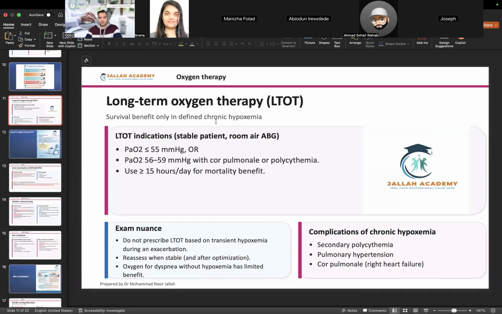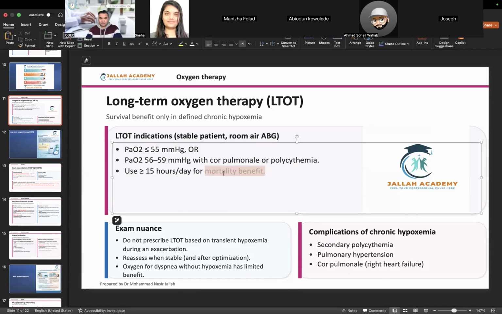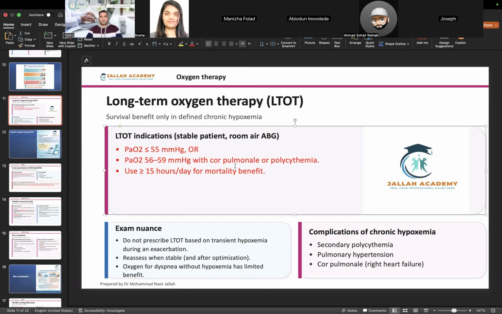Long-term oxygen therapy. Now, this is very important. I want you guys to memorize this. You have no other choice. You have to memorize this. Let me make it red because this might be in the exam.